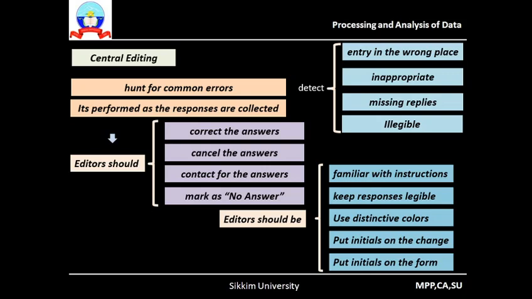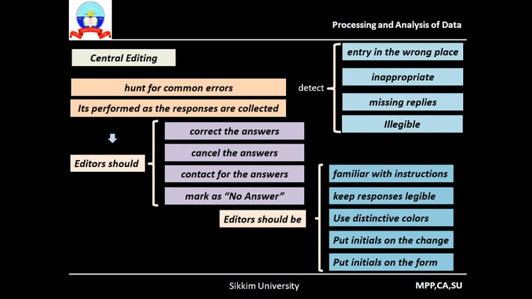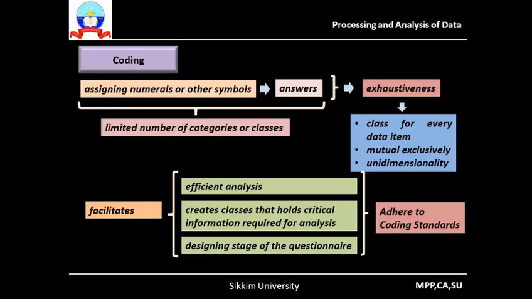So here we have learned that there can be two types of editing, field editing and central editing, and we have also learned the purpose of each of these editing types. Now let us learn about coding.